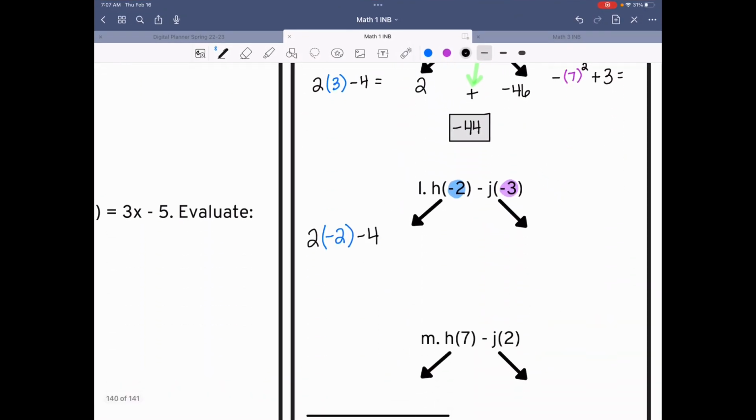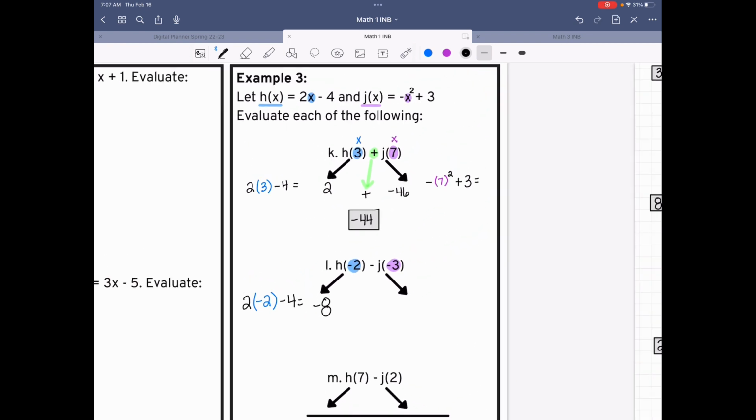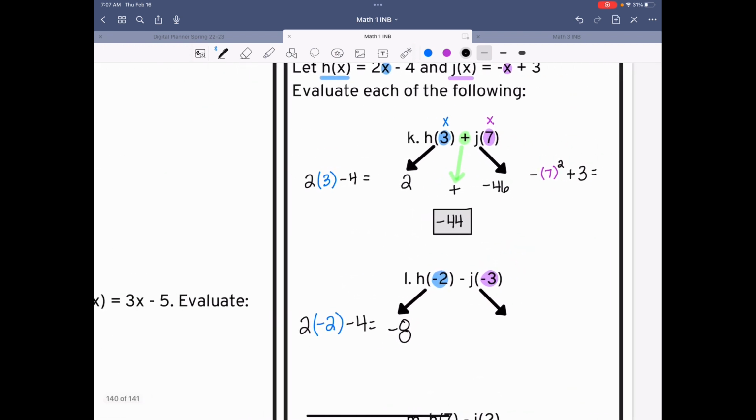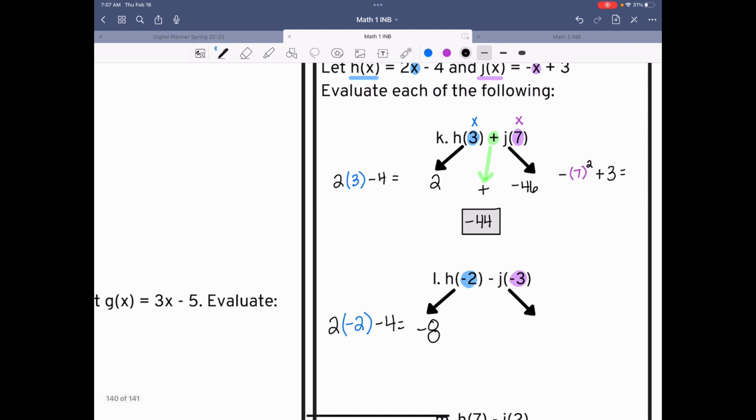So this equals negative 8 right here. Now we're going to do the same thing for J. Now remember, J has the negative in front and it's squared. So this is going to be negative, and this is going to be negative 3. So we're going to include the negative that's already there and the negative that we're plugging in and squaring it.